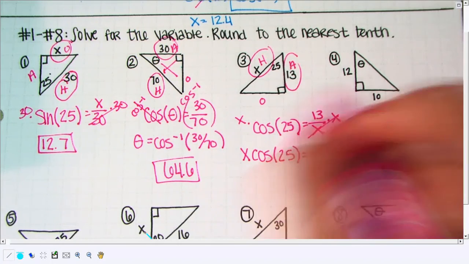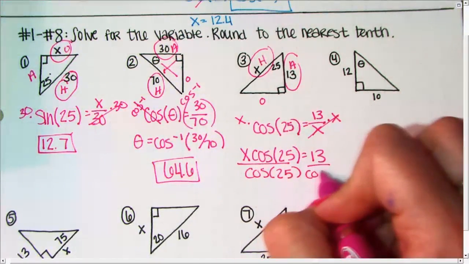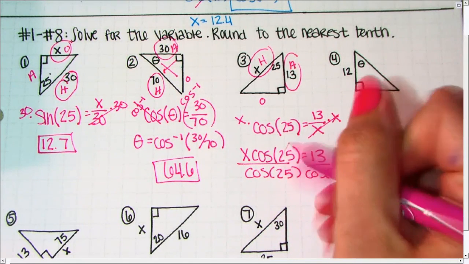And then when I divide both sides by cosine of 25, what that means is these are going to cancel.